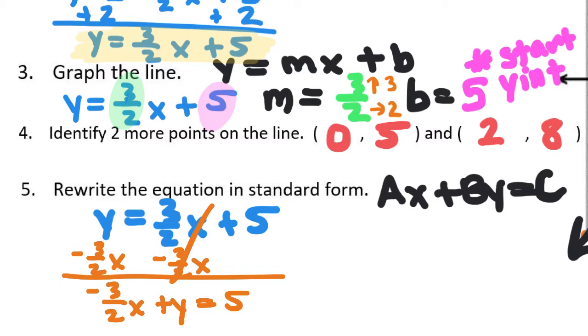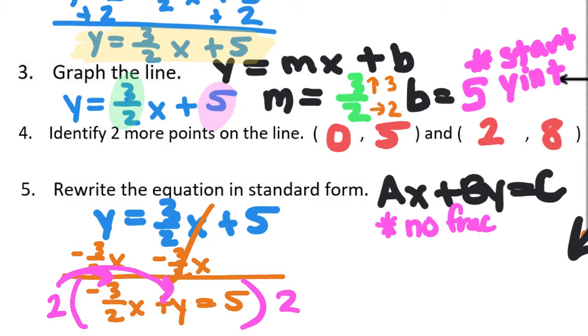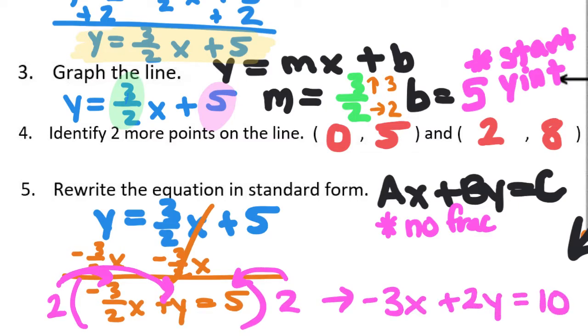And then the last thing you need to do is you need to get rid of the fraction, because remember, part of this is that you can't have any fractions. Okay, so in order to do that, I multiply everything by 2. So if I distribute this 2 to everything, it's going to become negative 3x plus 2y is equal to 10.